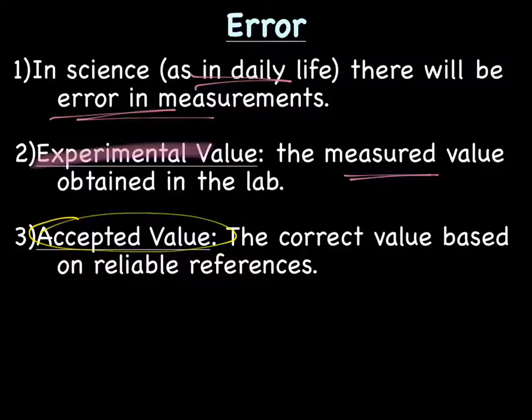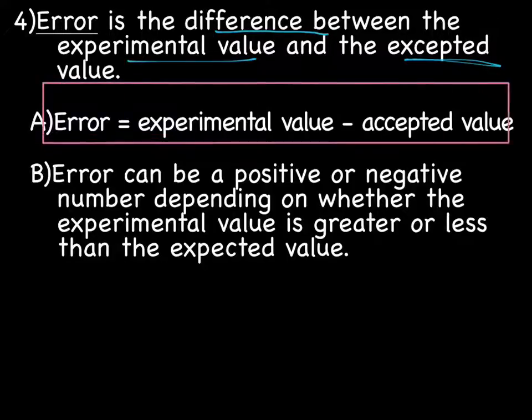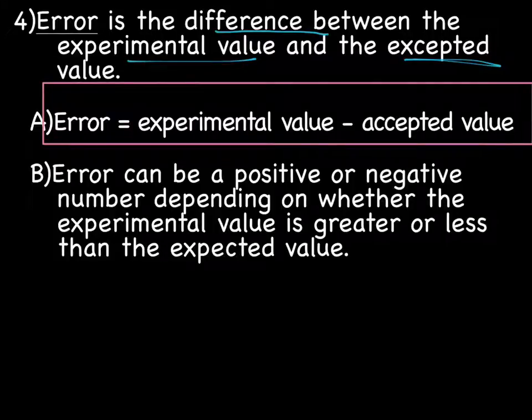Okay, so again, experimental value is what the experimenter found out. The accepted value is basically the right answer. Think of it that way. Error is the difference between the experimental value, what the experimenter discovered, and the expected or accepted value. Okay, the right answer. So error is the experimental value minus the accepted value. You should know this. Error equals the experimental value minus the expected value.